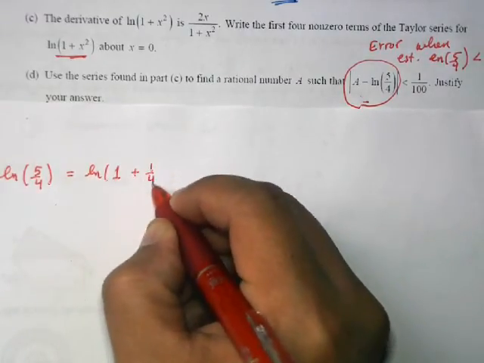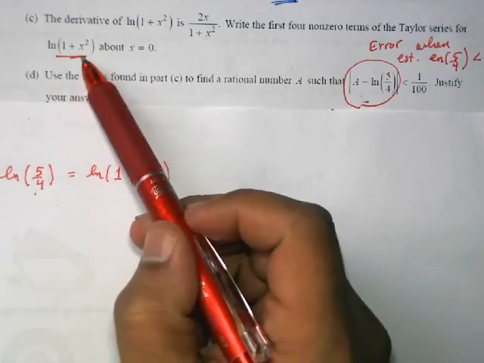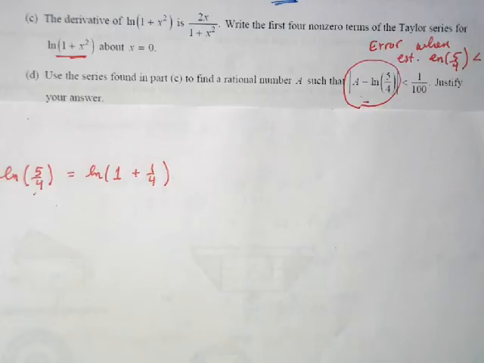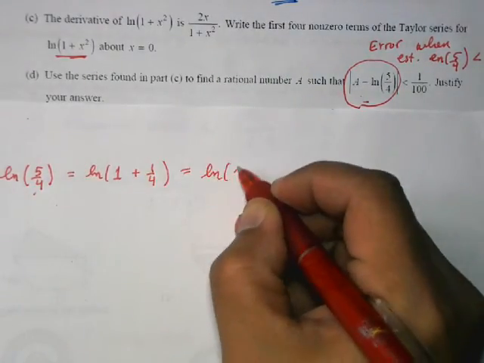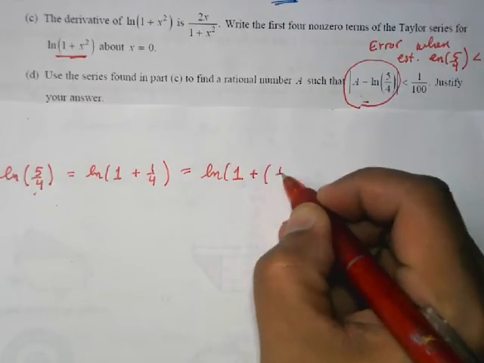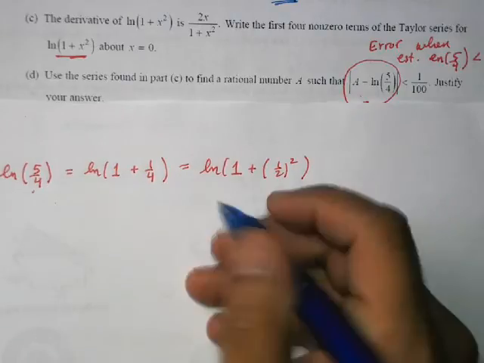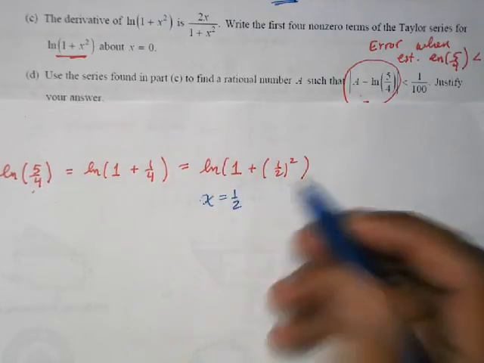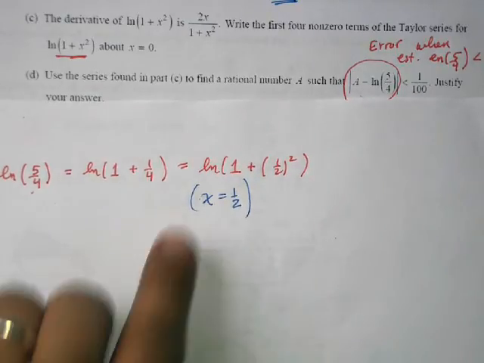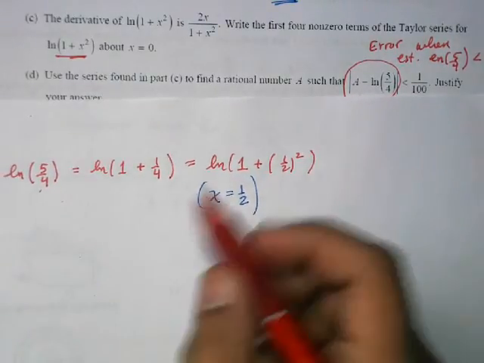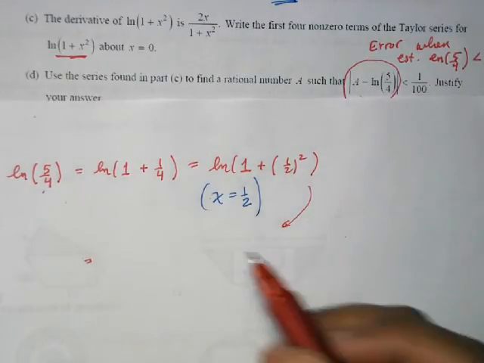So the natural log of 5/4 is the natural log of 1 plus 1/4. Because I want to write the natural log of 5/4 to look like this natural log as much as I can. And there's an x squared here, so I'm going to take the square root of this and then square it. So this is the natural log of 1 plus (1/2) squared. In other words, we're substituting in and saying that x is equal to 1/2. This is my way of saying that, and it's really just a note for you. I would not necessarily write something like that on the exam.